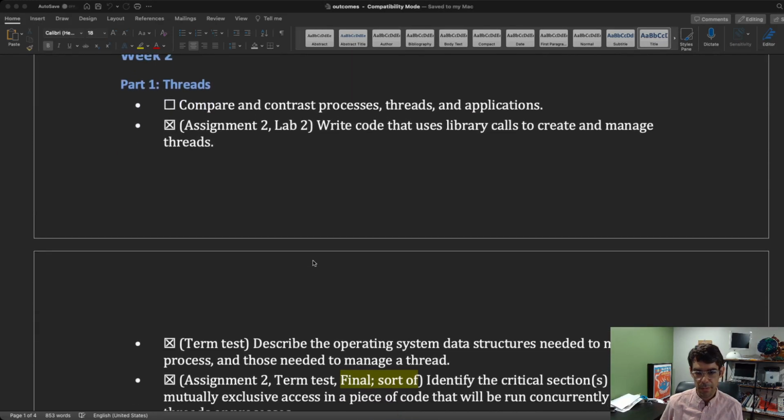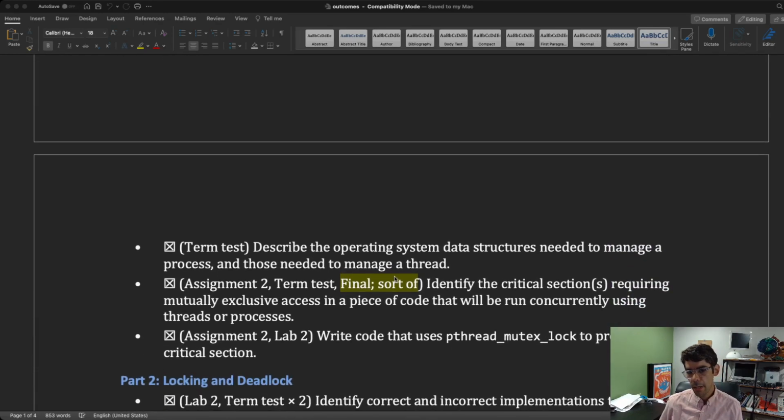week 2. This is going back to threads. I've highlighted this as final sort of, and the learning outcome is: identify the critical sections requiring mutually exclusive access in a piece of code that will be run concurrently using threads or processes. This is something that I've included in a question where I'm not actually going to show you any code, and that's why this is a sort of.